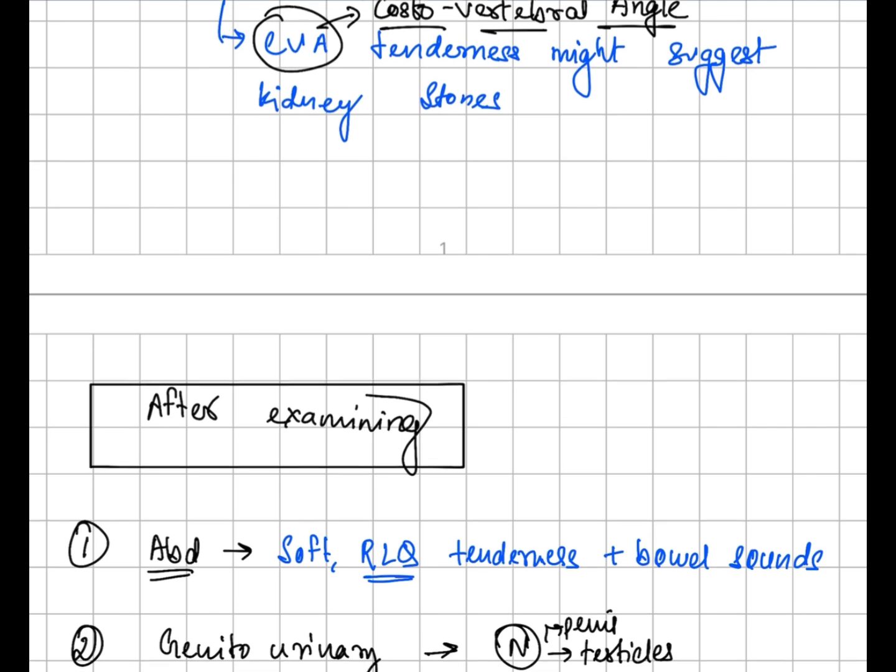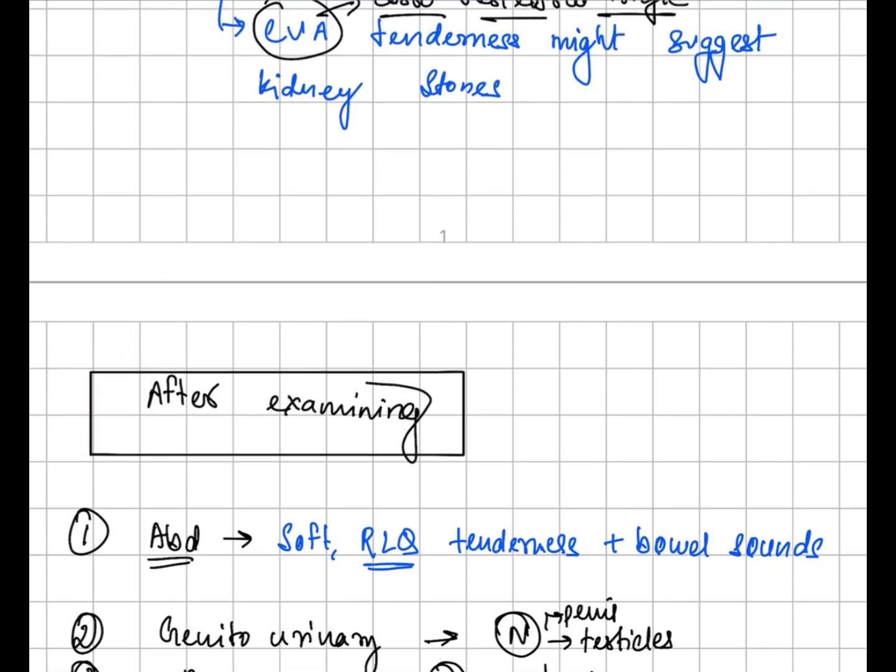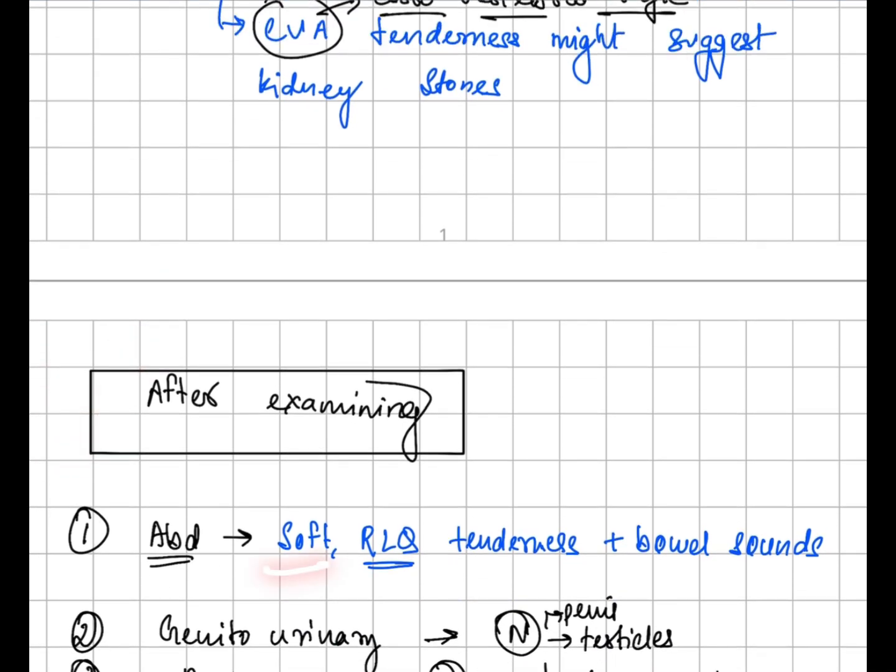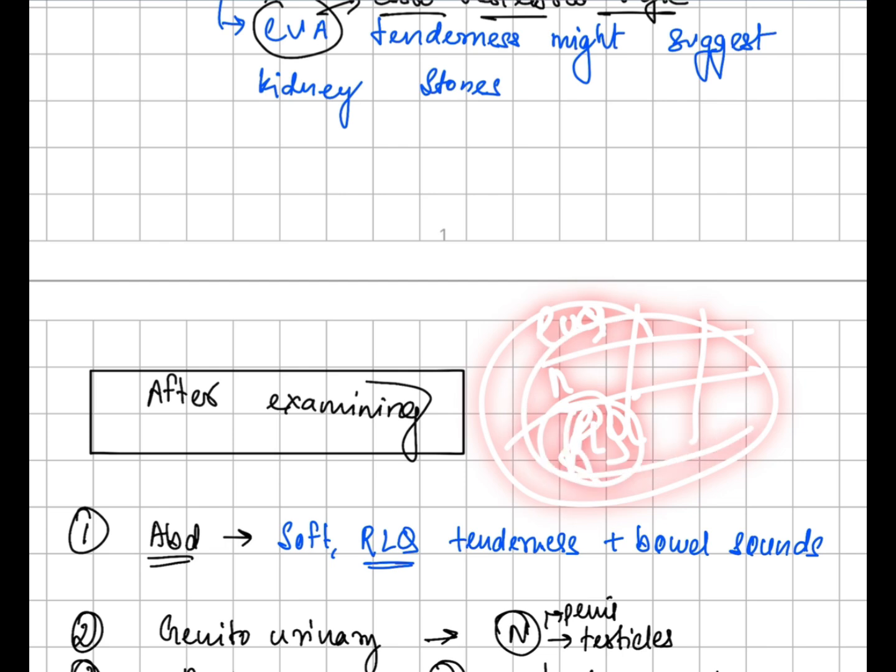Let us see. After examining the abdomen, we see a soft RLQ tenderness plus bowel sounds. What does this mean? RLQ means right lower quadrant tenderness. There are 9 quadrants, and the right lower quadrant is this one. This is the right upper quadrant, the right middle quadrant. So, in the right lower quadrant, tenderness is felt and bowel sounds are there.